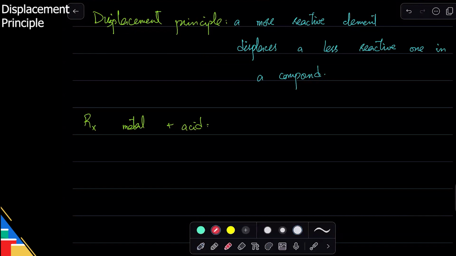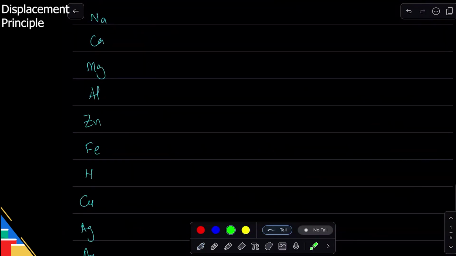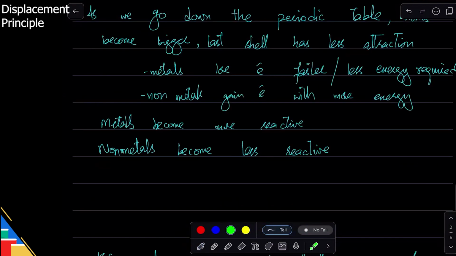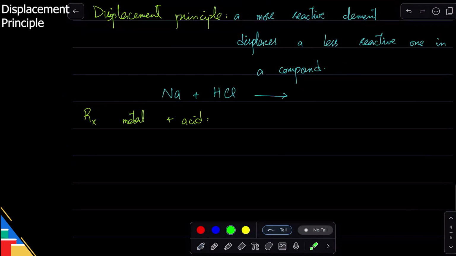For example, if I have, let's say, sodium and I add it to HCl, I know in the reactivity series, sodium is higher, hydrogen is lower. So sodium should displace hydrogen if hydrogen is in a compound. Hydrogen अकेला होगा तो उसको वो कुछ भी नहीं कहेगा. But if it is in a compound, then it will displace it. And that's exactly what's happening here.